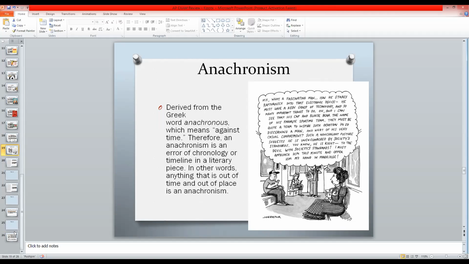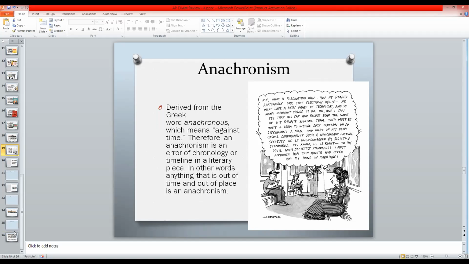Take the picture, for example, here. You have this very Victorian looking woman looking at a man who's on his phone. And the guy is not the most charming looking guy in the world. She looks at him and says, my, what a fascinating man, how he stares rapturously into that electronic device. He must have a keen grasp of technology and so many more important things to do. It shows that she's romanticizing him, that he is the epitome of a woman's expectations. But you look at him and it's like, no, that guy just looks like a regular dude who's just surfing his phone. So it makes two comments, actually.